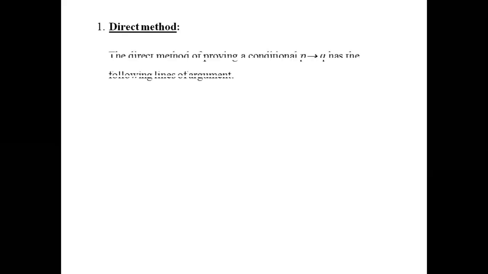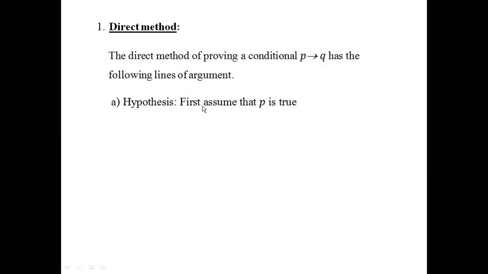Direct method. The direct method of proving a conditional P implication Q has the following lines of argument. First one being the hypothesis, second one analysis, and thirdly the conclusion. So hypothesis, first we assume that P is true.